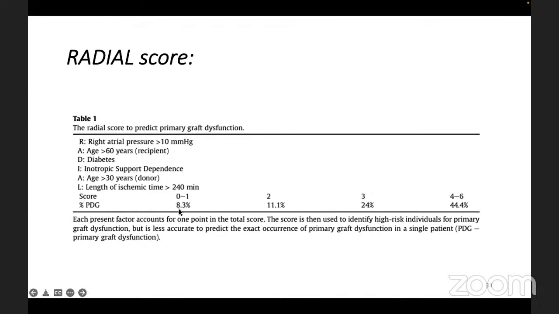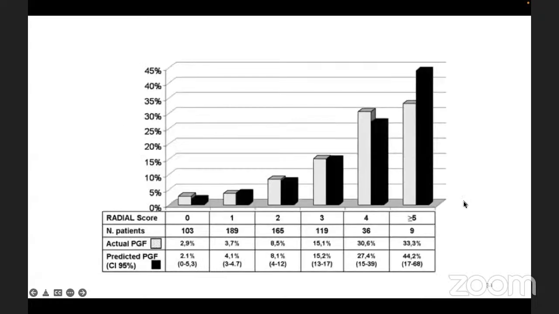So between 0 to 1, they have 8.3% risk of incidence. And for 2, 11% risk. And score 3, 24%. And it goes on. It starts increasing the higher score you have. In this slide, we can appreciate that.